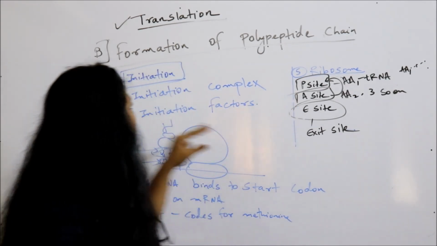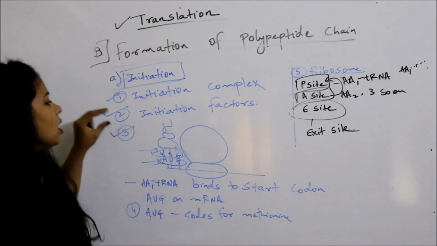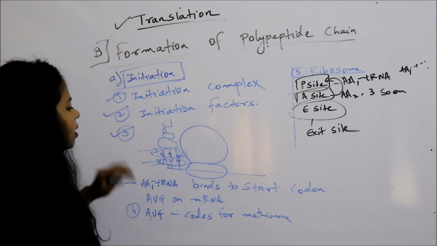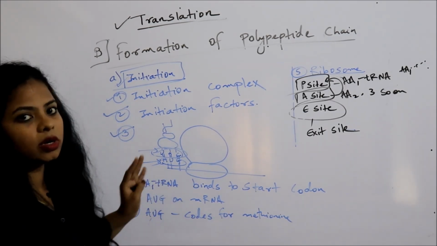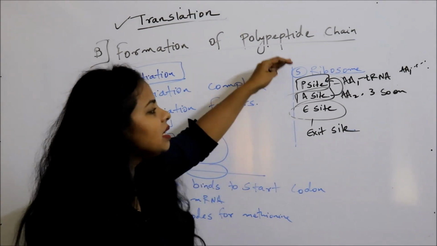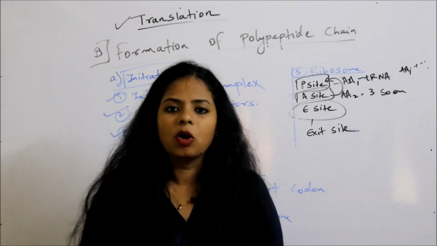That's it about the initiation. So: initiation complex, initiation factors, codon-anticodon binding. Methionine is the first amino acid, or formylmethionine in prokaryotes, and then three sites: P site, A site and E site. So that is it about initiation.